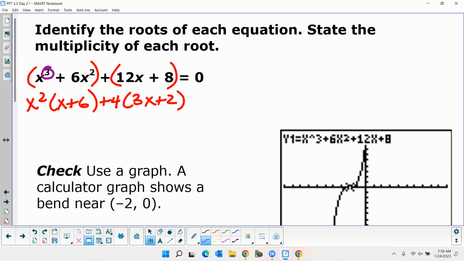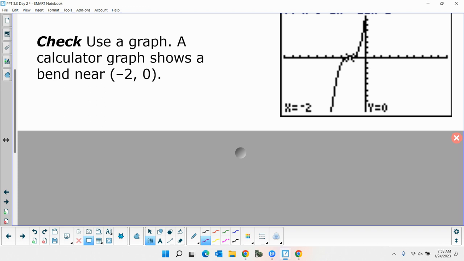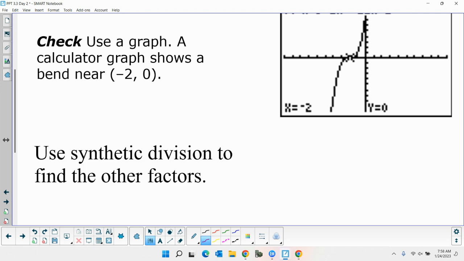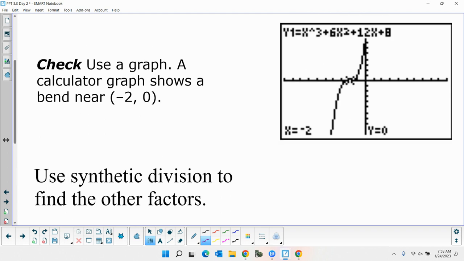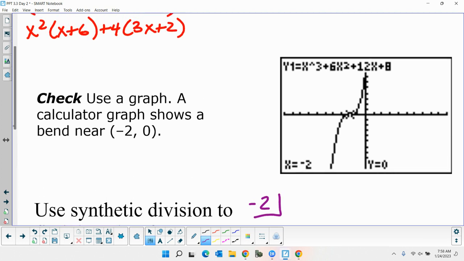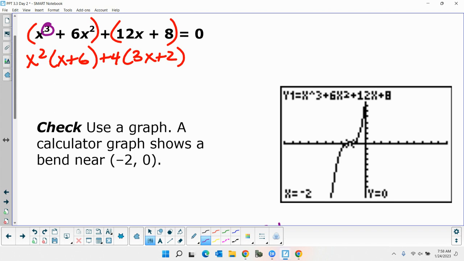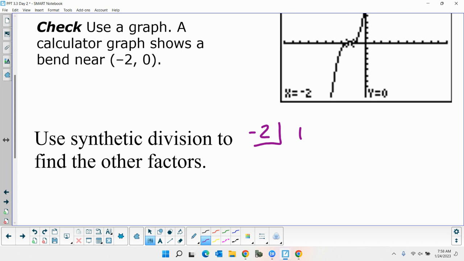So -2 has a multiplicity of 3. Now, here's what we do to make sure we're right on that. All right, we use synthetic division. So -2 is one of the zeros according to our graph. Since it's bending, we're thinking it works 3 times. So I'm going to go 1, 6, 12, and 8. And see if it works 3 times.